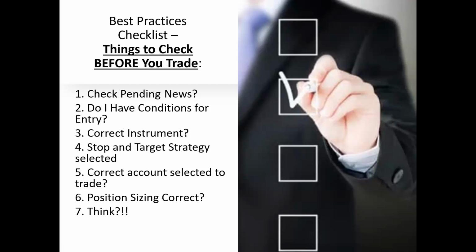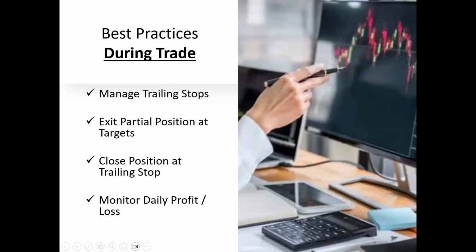Also, make sure you've selected the stop and target strategy, which in NinjaTrader terms is the ATM strategy. Make sure you've selected the correct account. I did talk about that, but yes, the correct account too. So if you're trading multiple accounts, as many of you are, and I am too, you want to make sure that you've selected the right account to trade. Also, make sure your position sizing is correct. And I'm going to show you a tool in a few minutes that will actually calculate your position sizing for you. Number 7, just kind of take a moment before you get into a trade. Just think about it, that you've checked everything. Usually there's no big hurry to get into a trade.